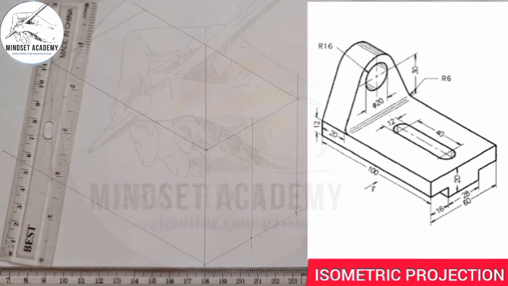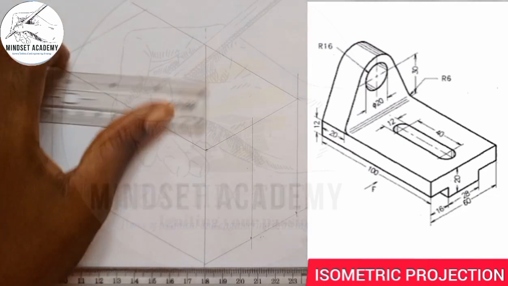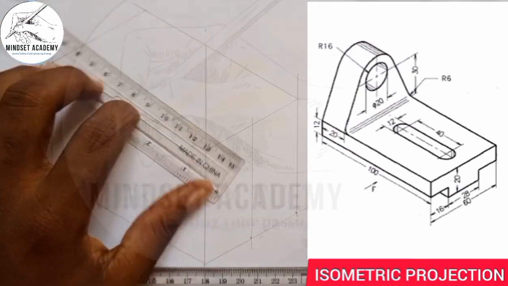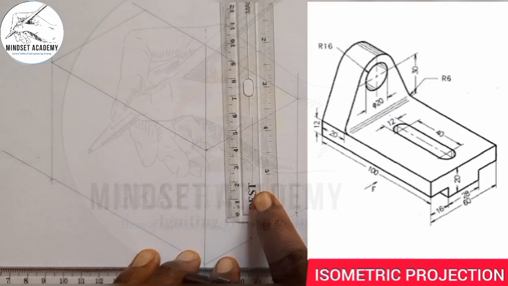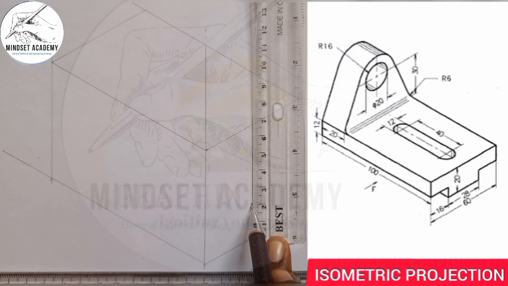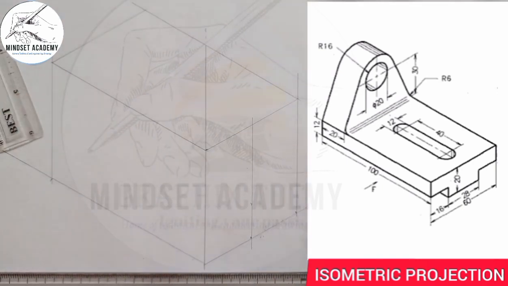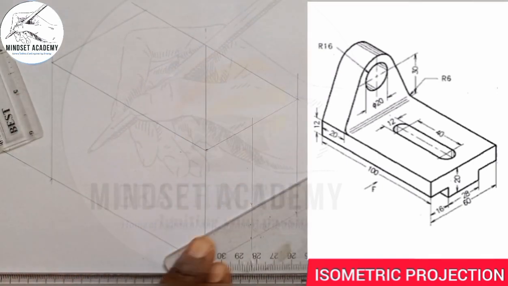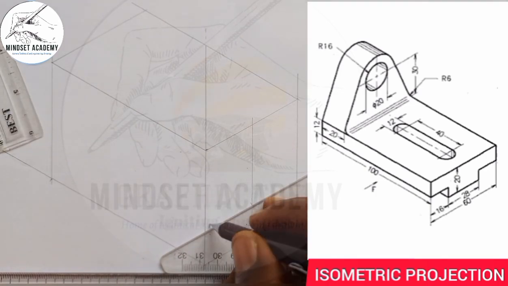Then the next thing is you're given a height of 20. I will measure the height of 20 on that point in this manner. So the height of 20 from 0 to 20, right? And from that point, I will just draw a line on that point.